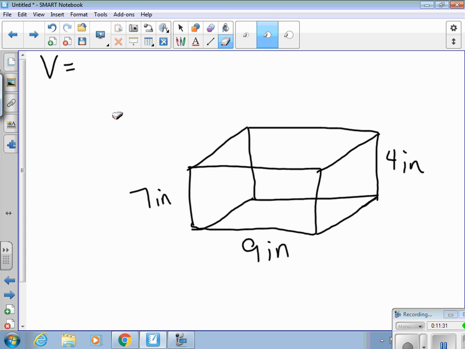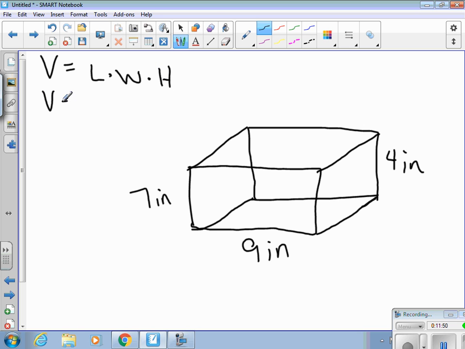Substitute your numbers in for length, width, and height. All right, Rachel. Tell me what I'm going to write on the first line. Okay. What's on my second line? Okay, I'm going to squeeze inches in over here. All right, and what's my answer?